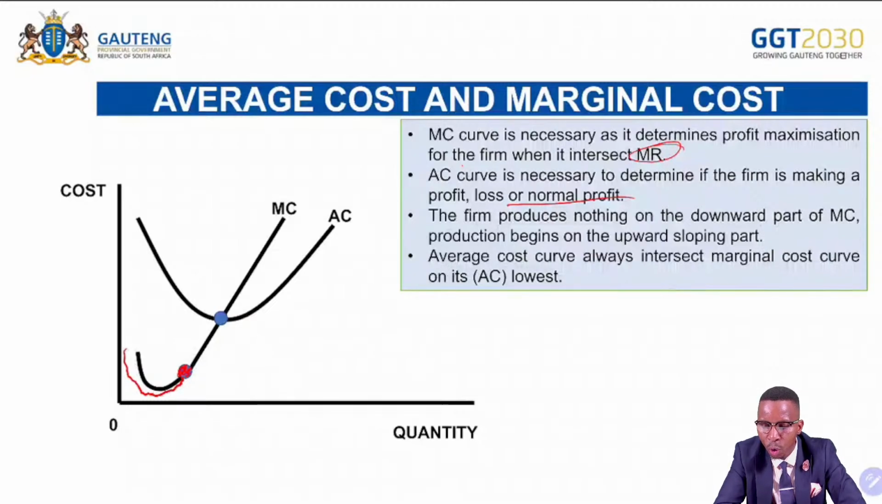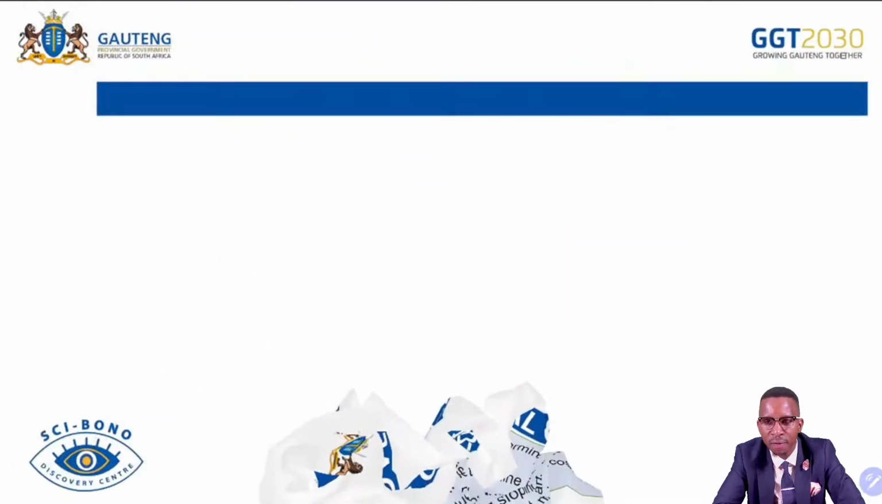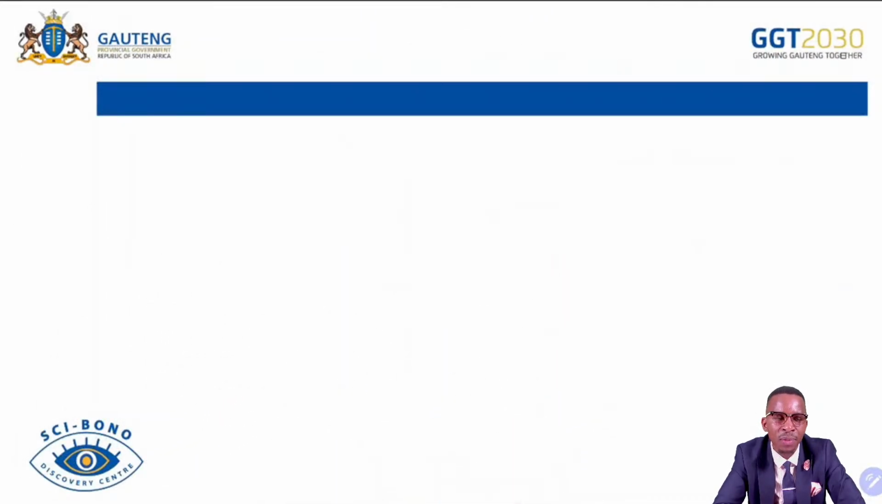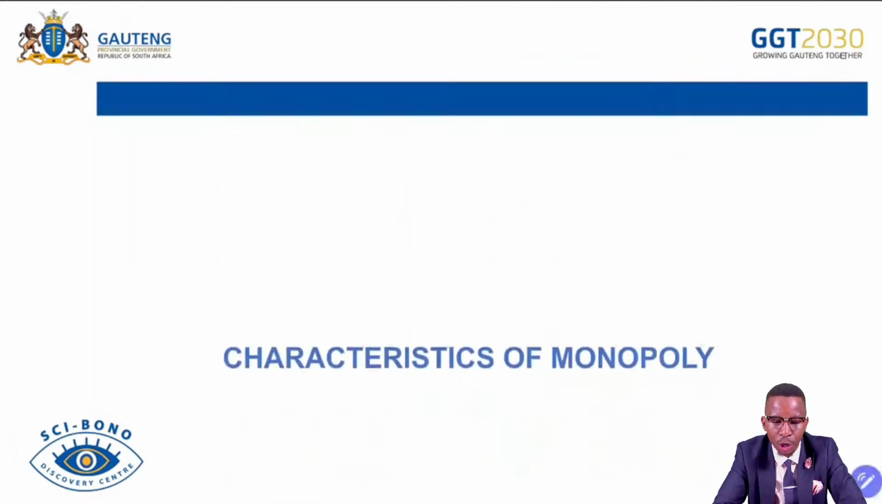And then, the average cost curve always intersects the marginal cost curve at its lowest point. Wherever AC is cutting MC, that means that's the lowest point. So whenever they ask you what the relationship between MC and AC is, you will tell them that AC always cuts MC at its lowest point.